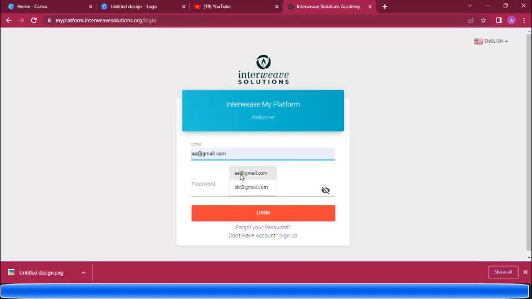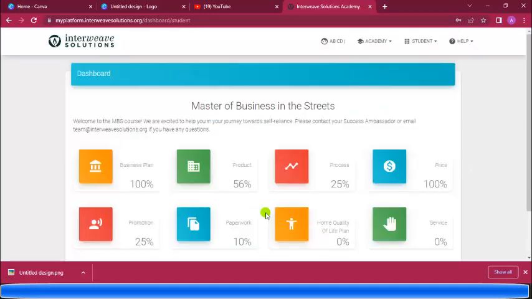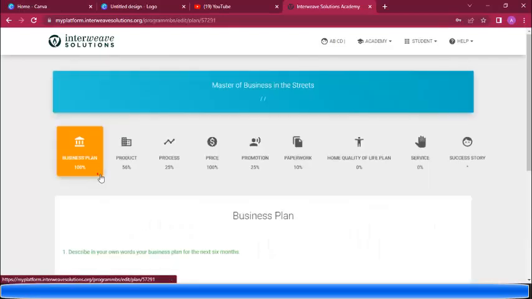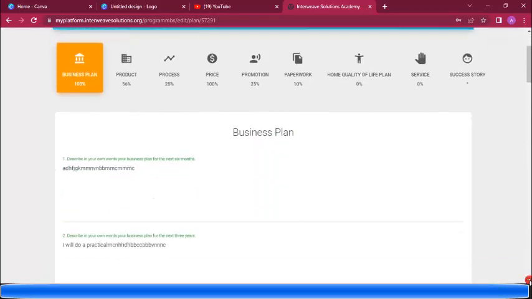My email address that I used to log in is this, and the password I used to register was small letters. Let's check. Then I'll log in. When you log in, you see business plan over here. You click on it and you get to business plan. It's the same as plan.